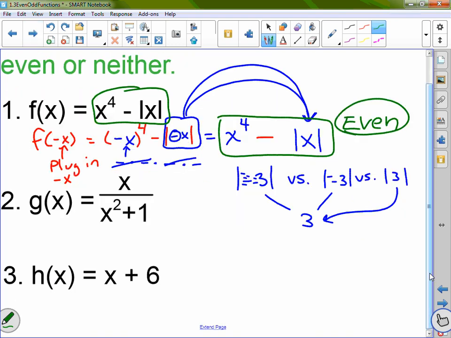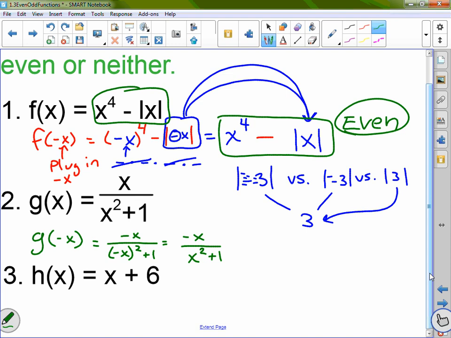If we look at our second one, it's x over x squared plus 1, and it's g this time. So let's try g of negative x. So that's a negative x on top. It's a negative x squared plus 1. So let's see what happens there. We have a negative x on top, a positive x squared down here. And so far, that's looking kind of weird. Can I get it to say negative g of x?